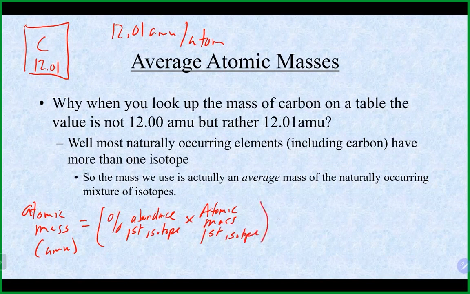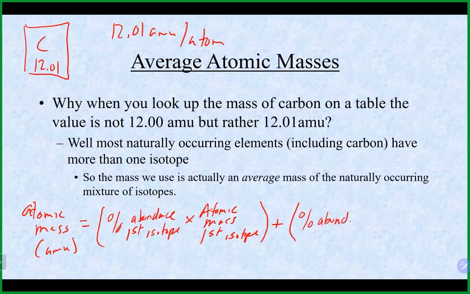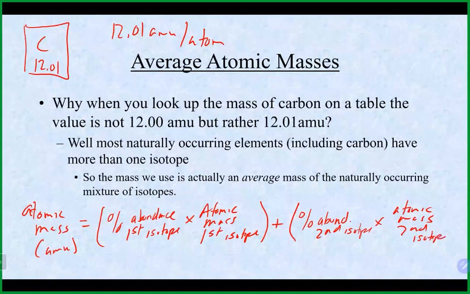And then what you do is actually add it. So not multiply or anything like that. You actually would add it to the percent abundance of the second isotope times the atomic mass of the second isotope. And then basically you would continue that pattern depending on how many naturally occurring isotopes.